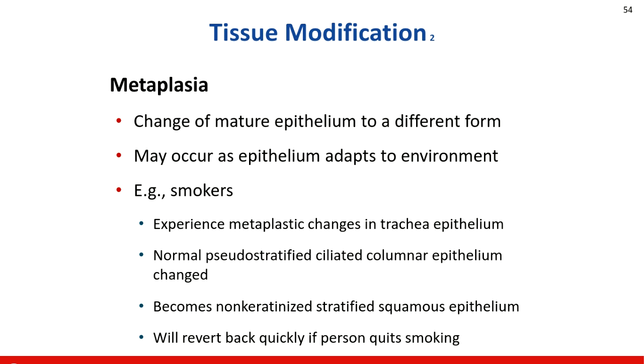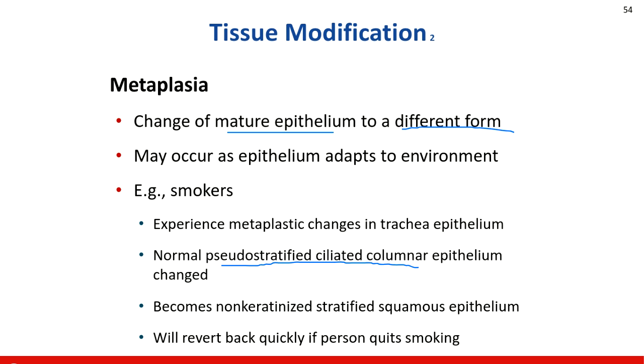All right, metaplasia. This is important. When we're dealing with mature epithelium, it will turn from one form of epithelium to a different form. A lot of that has to do with adaptation, depending on what type of consequence or situation that epithelium is in. So the example here is with smokers. If you remember, the lining of your respiratory tract, at least in the upper respiratory tract, is mainly pseudostratified ciliated columnar epithelium.